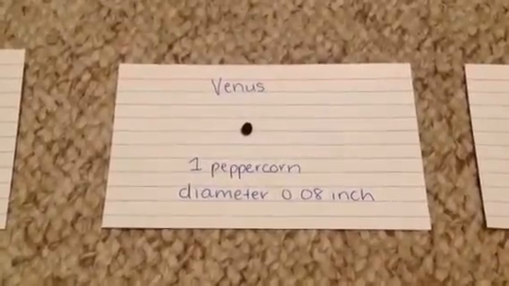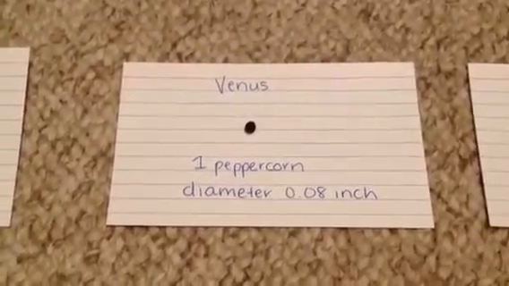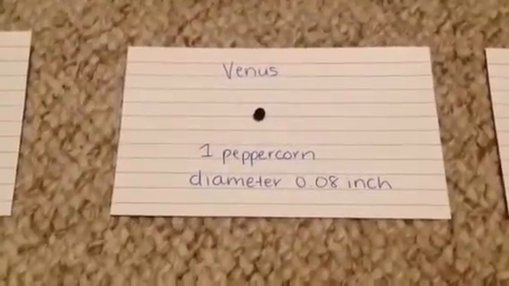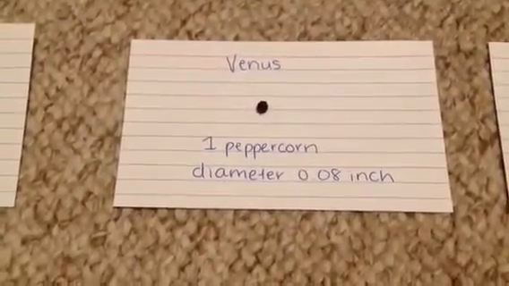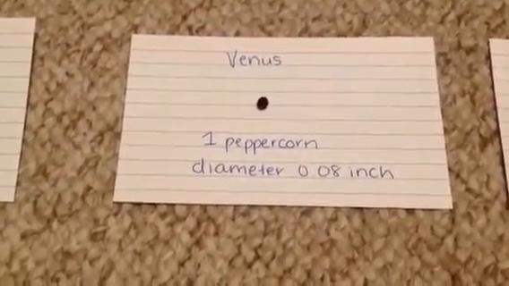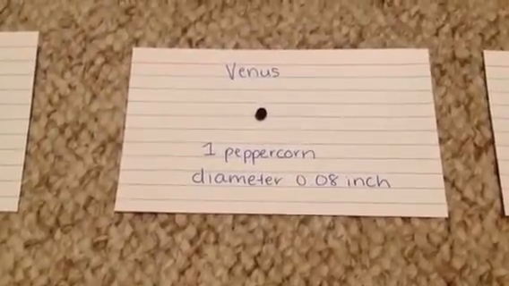Okay, our second planet to look at is Venus, and for this I used a peppercorn. You can really use any object as long as it's 8/100ths of an inch, but this is what I had on hand, so I picked a peppercorn. You can look at these two planets in comparison to the sun, and you can see it's vastly different, and the planets are minuscule in comparison to the sun.